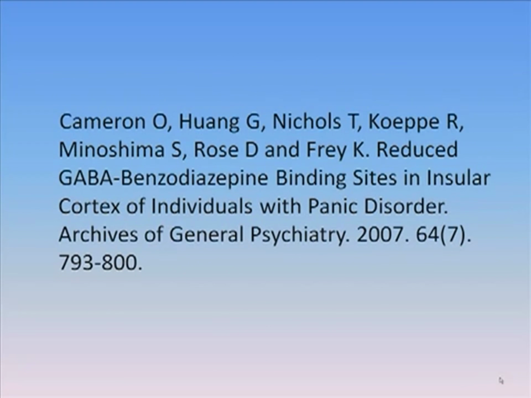So there were 3 studies that gave me an idea for this model of the insula. This is the first one by Cameron and colleagues in the Archives of General Psychiatry in 2007, and they were looking at GABA receptors in the brains of people with panic attacks and comparing them with people without. They were looking in particular at a neurotransmitter called GABA.